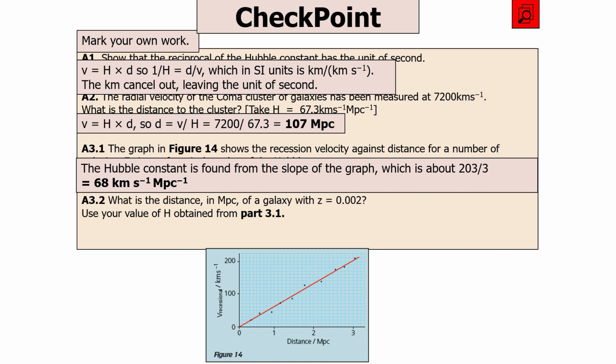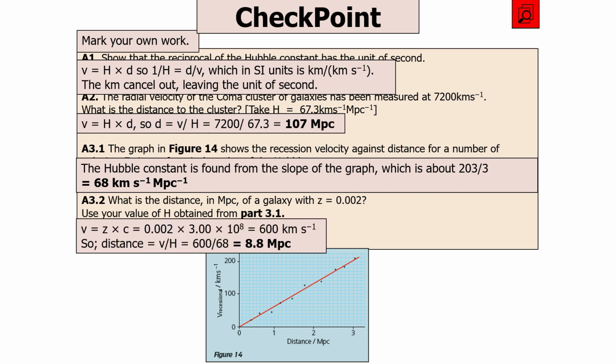Now we know in this next one that v is equal to z times c. When you work this through with your Hubble constant in kilometers per second per megaparsec and z as just a number, so it's 0.002, well then we get our velocity in kilometers per second, therefore distance is velocity over the Hubble constant, so we get 8.8 megaparsecs.